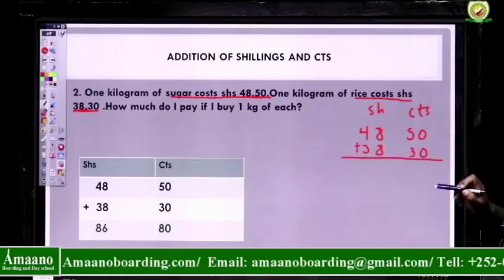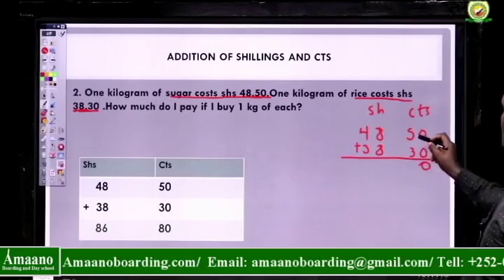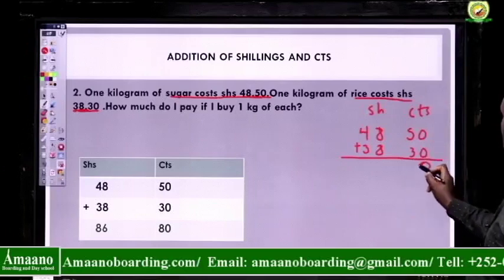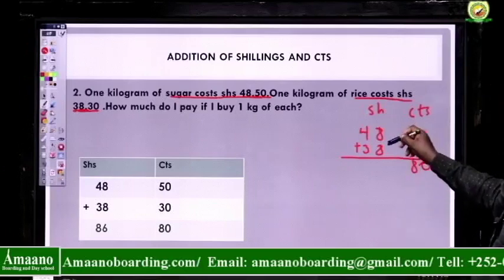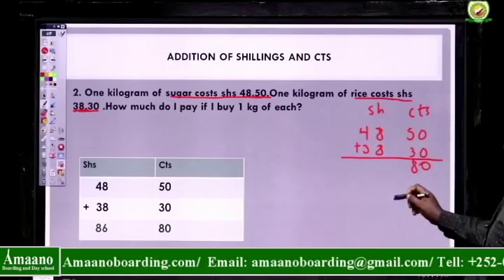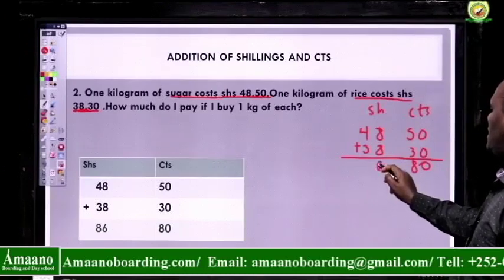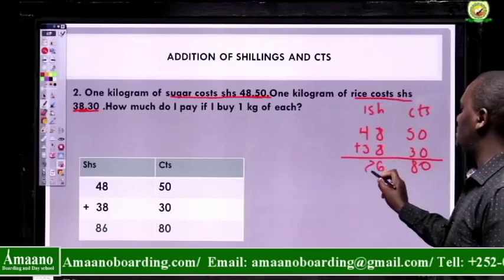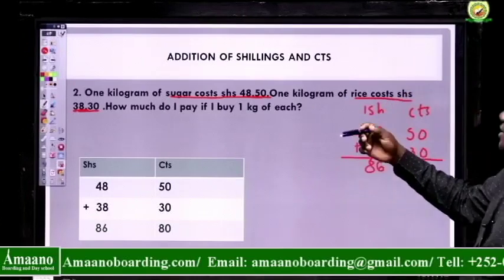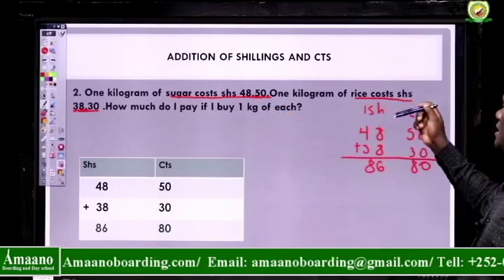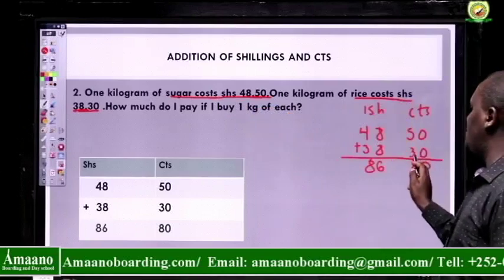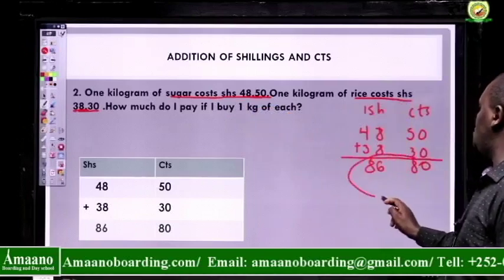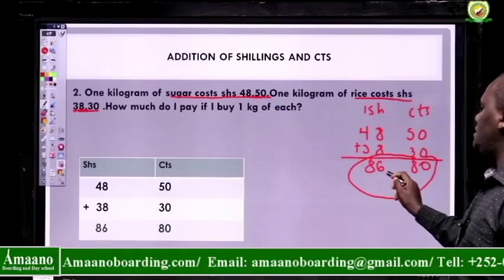Let's see. 0 plus 0 is 0. 5 plus 3 is 8. 8 plus 8 is 16. I write 6, I carry 1. 1 plus 4 is 5. 5 plus 3 is 8. So if I buy rice and sugar, I'm going to spend 86 shillings and 80 cents.